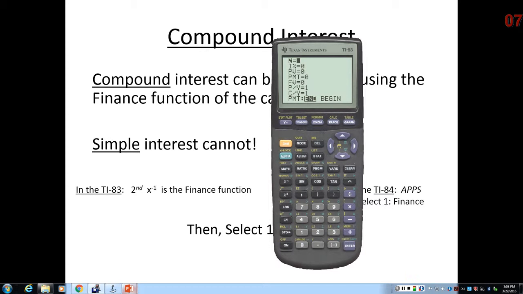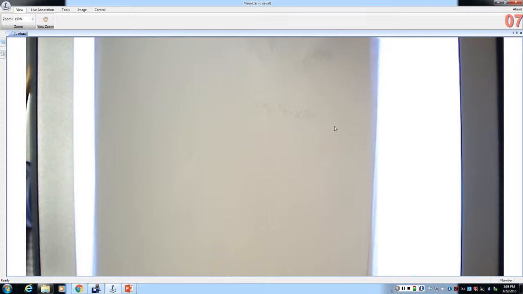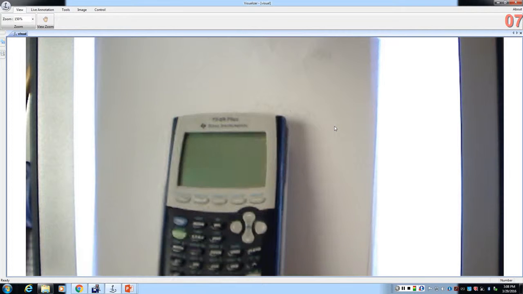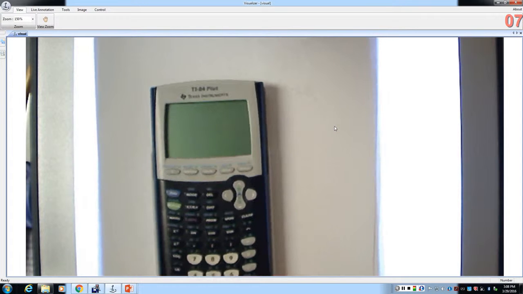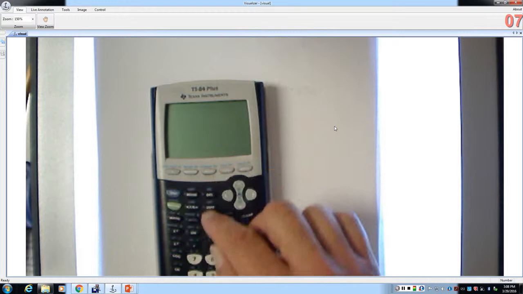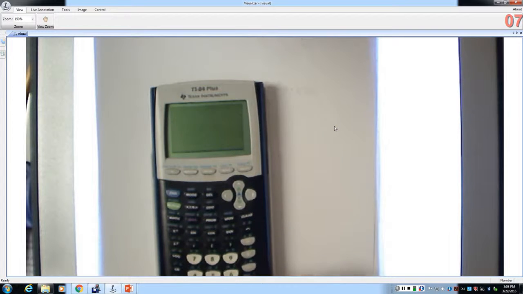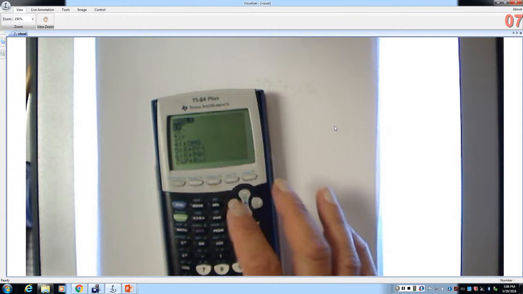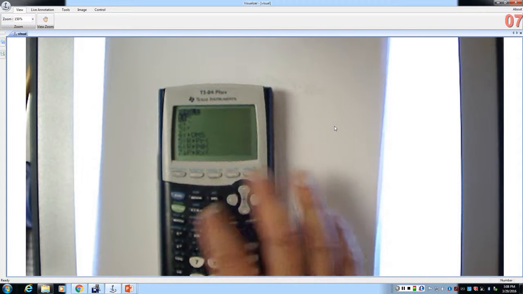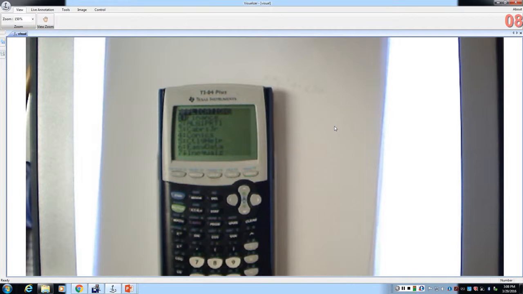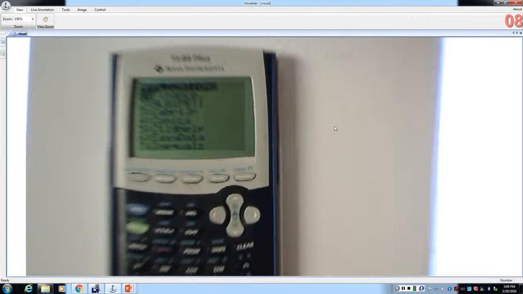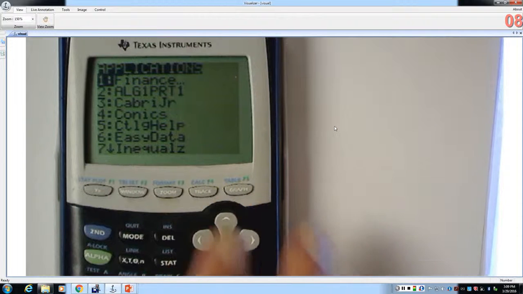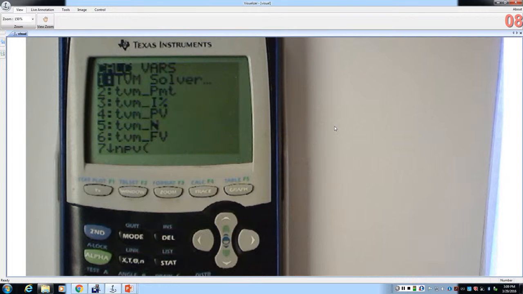Now, if you have one of the fancier ones, it's basically the same thing, just in a different position. You're going to go to, let me turn it on first. Okay, there we go. You're going to go to apps. You can't see that, can you? Okay, so you're going to go to apps, and it's the very first one, application. And there you have your TVM solver.